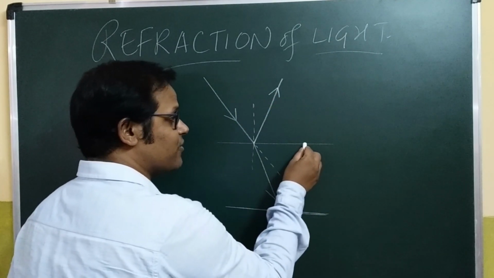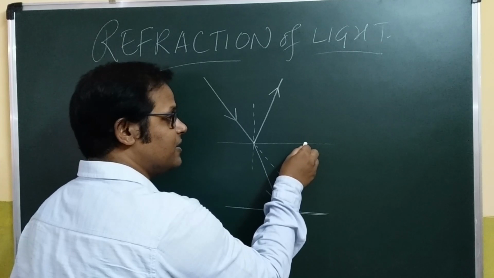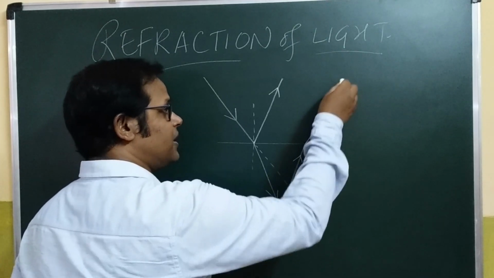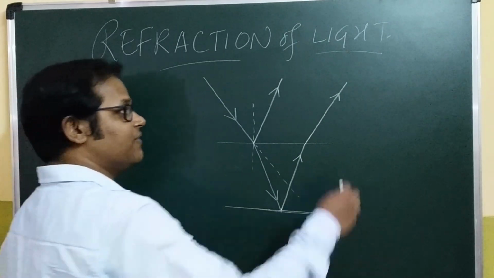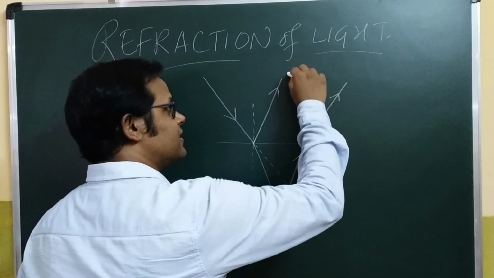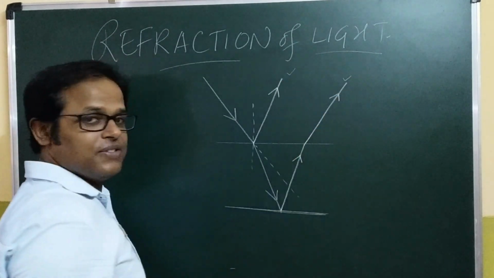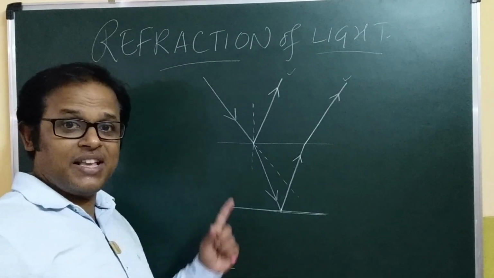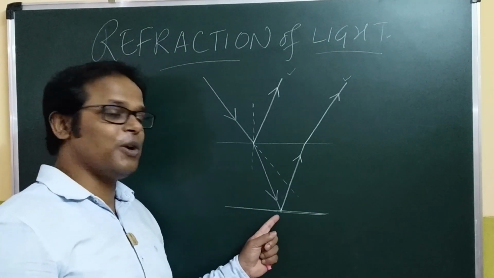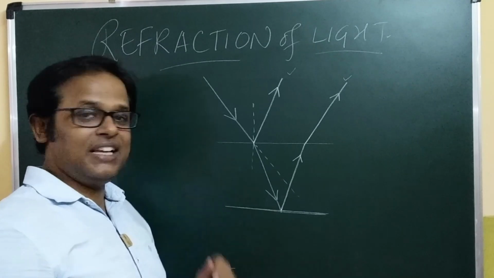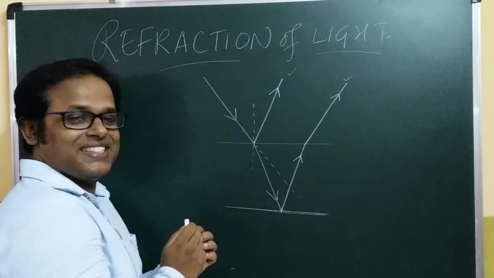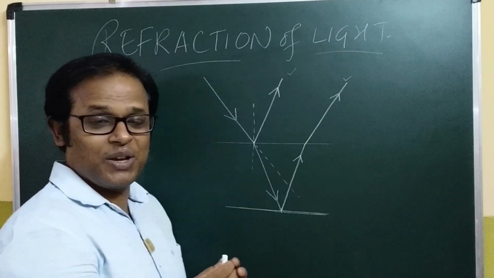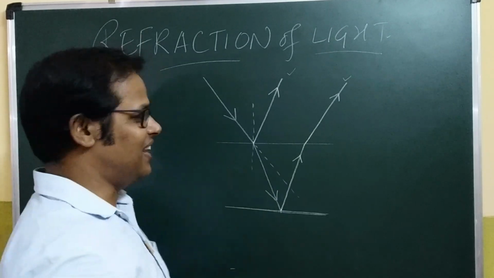As it goes back from water to air, it transmits in a very bent direction. And finally, these light rays fall into the observer's eyes, which makes the observer see the bottom of the vessel. But very interestingly, the bottom of the vessel looks upraised. And this is all because of refraction of light.